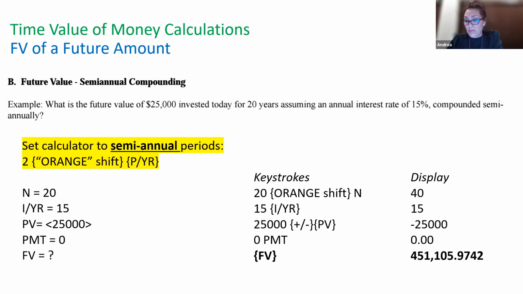Everyone good on that? Hey, Andrea, whenever I try to switch it to semi-annual and I do the orange shift and P/YR, instead of giving me 2, it's giving me 8, I believe, or 4, sorry. Okay, so then you still have it set for quarterly. Let's try it one more time. Hit the number 2, the shift, the orange button, and then the P/YR. On the display you should see 2. No, mine says 8 for some reason.